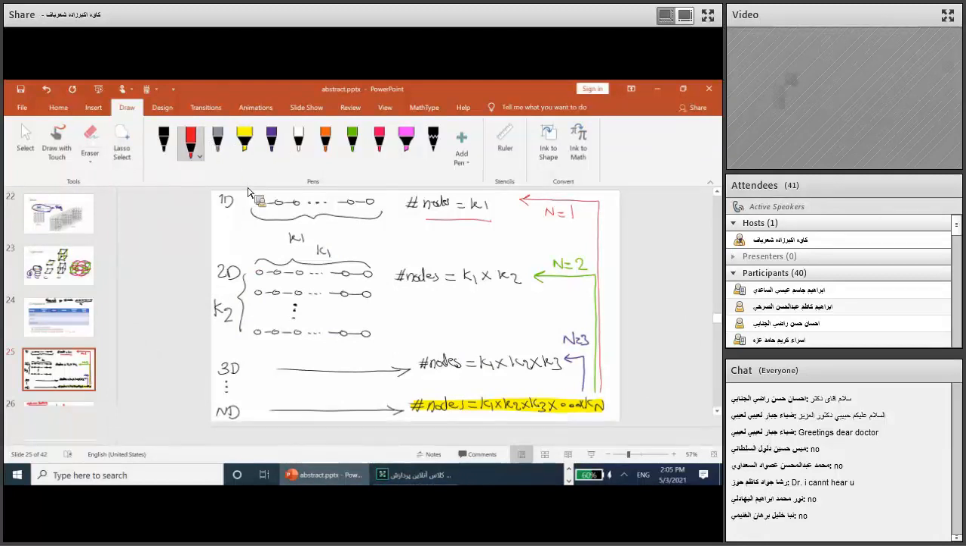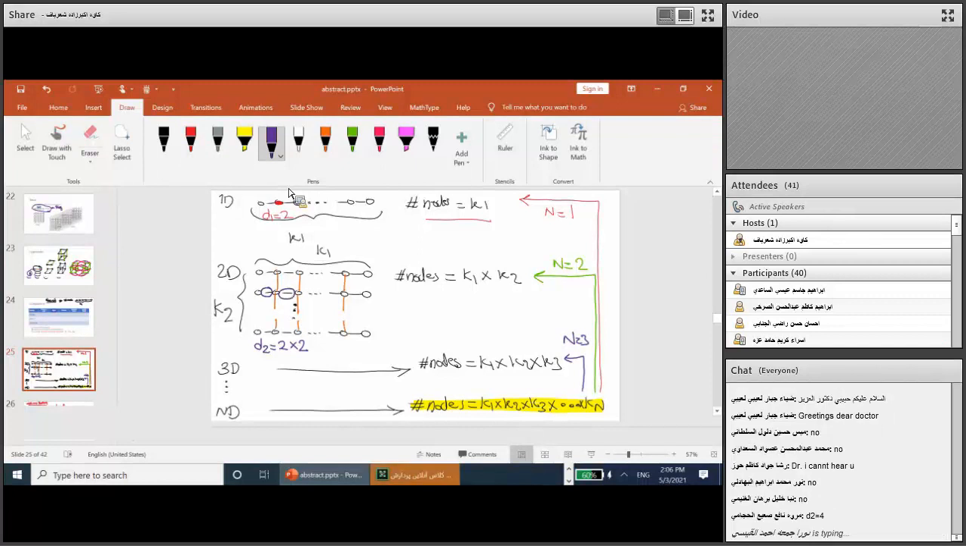In 1D, the intermediate nodes have a degree of 2. In 2D, the intermediate nodes have a degree of 4: 2 in horizontal, two links, and 2 in vertical, two links.